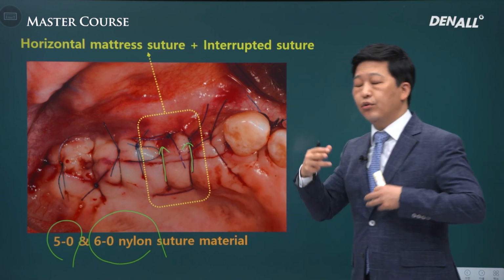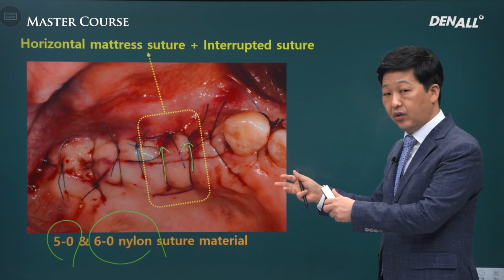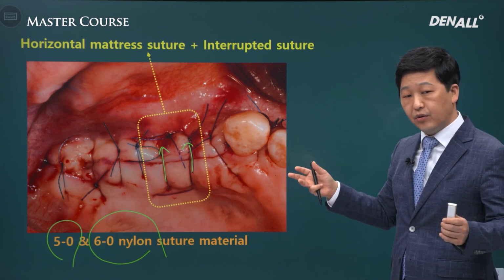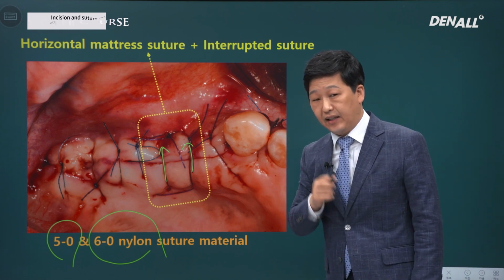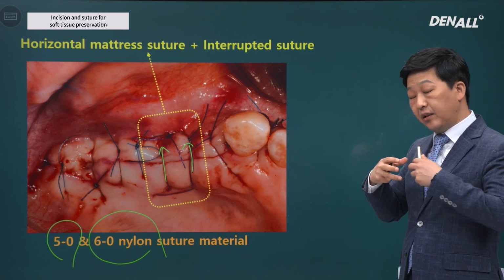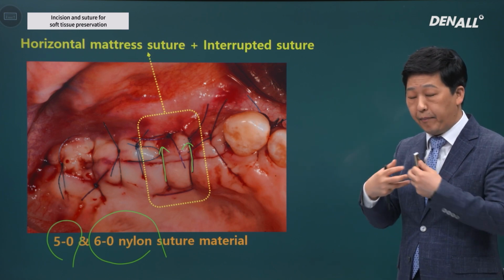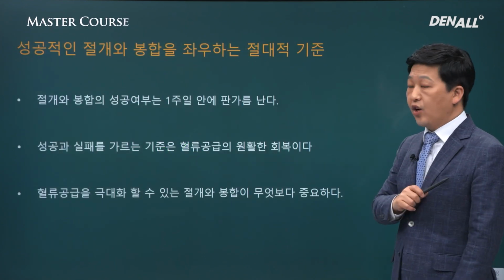By doing this, you can restore blood supply, and such effect can be maximized. 3.0 or 4.0 causes too much of tensile force, so it can lead to flap necrosis. With a resorbable suture, it becomes loosened with time, so the flap can be reopened.